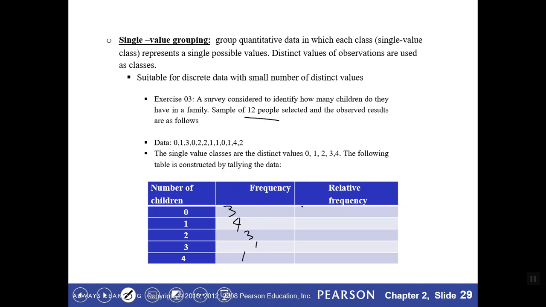So the relative frequency you can find as 3 over 12. This frequency divided by the total number of people, 12. So this 4 divided by 12, this is 3 divided by 12, this is 1 divided by 12, this is also 1 divided by 12.